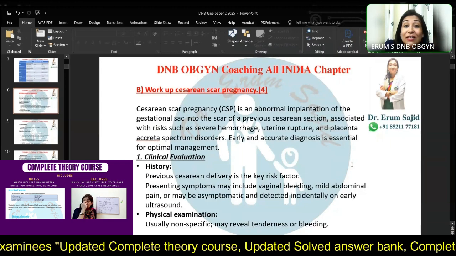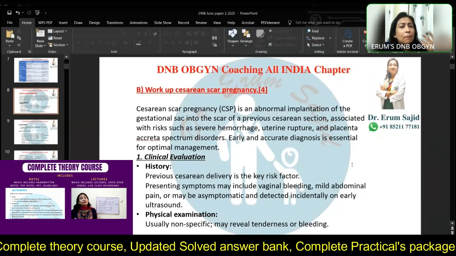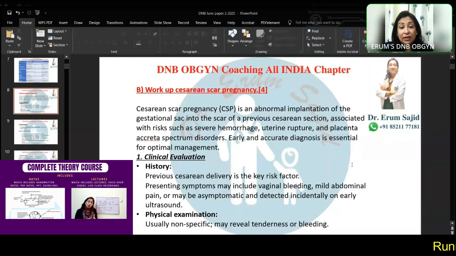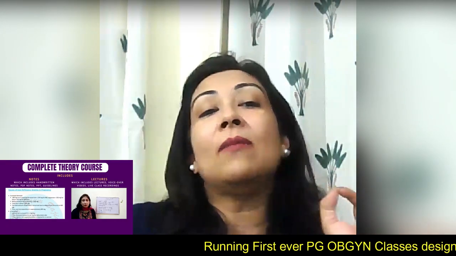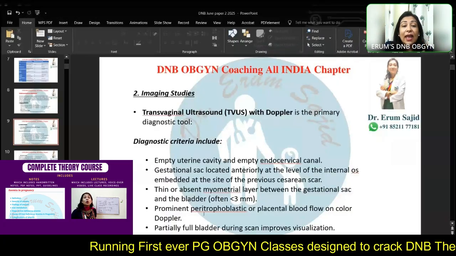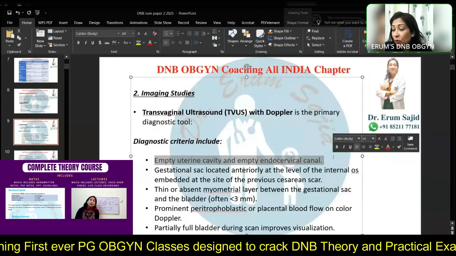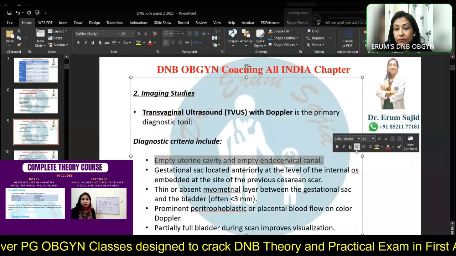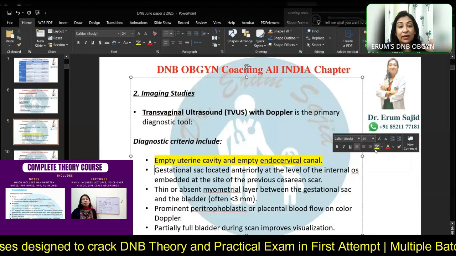So when I say workup of a cesarean scar pregnancy, start from history. Previous cesarean delivery is the key factor. Presenting symptoms can be anything, between vaginal bleeding, mild abdominal pain, even asymptomatic, incidentally detected. Physically, maybe she has no specific signs and symptoms, or bleeding, or even fainting attacks, right? And the actual thing comes from the TVS along with Doppler. What you'll see: empty uterine cavity and empty endocervical canal. Both of them are equally important, correct?